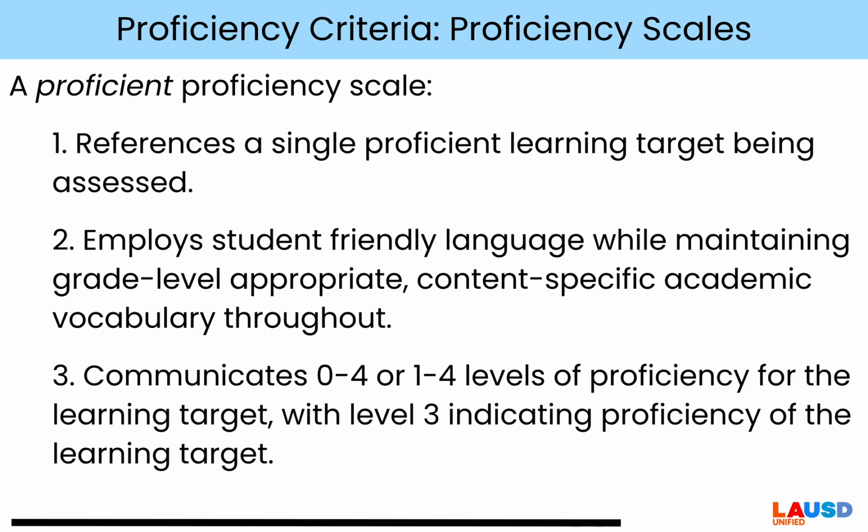So the proficiency criteria for a proficiency scale are listed on your screen now. So a proficient proficiency scale: 1, references a single proficient learning target being assessed. 2, employs student-friendly language while maintaining grade level appropriate, content-specific academic vocabulary throughout. 3, communicates 0 to 4 or 1 to 4 levels of proficiency for the learning target, with level 3 indicating proficiency of the learning target.